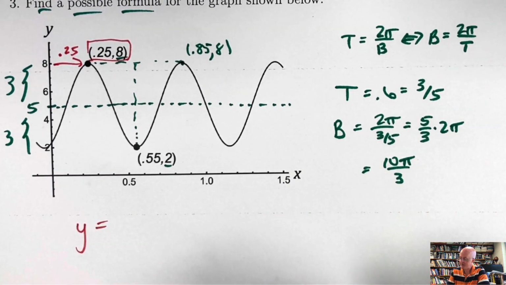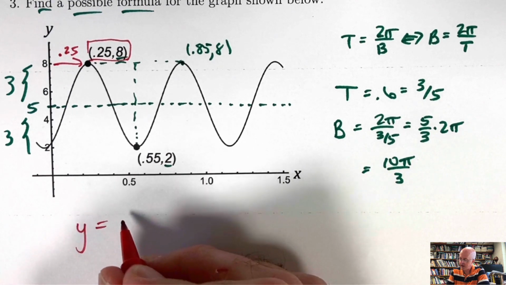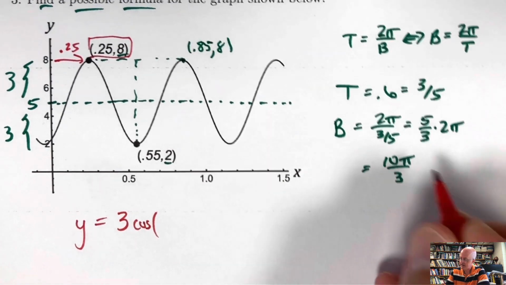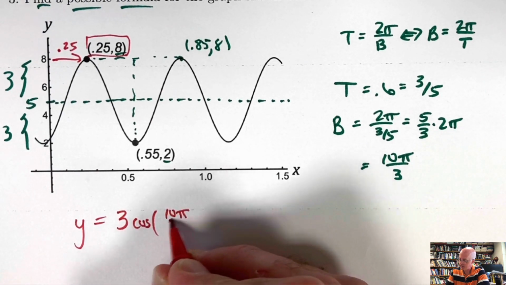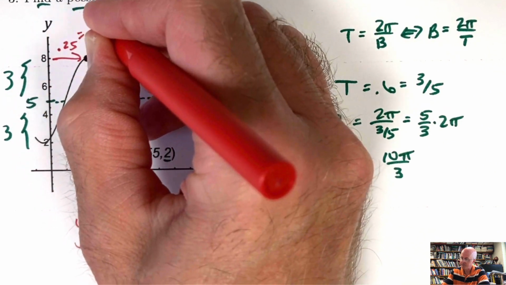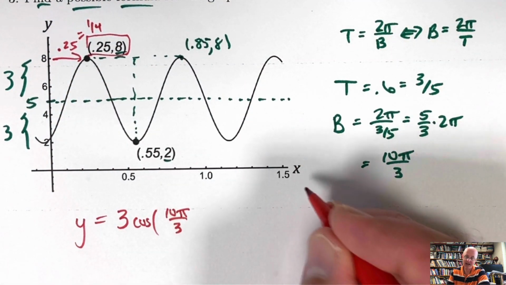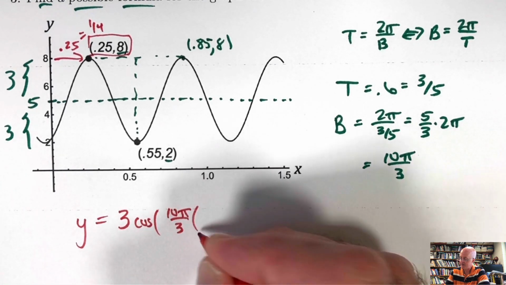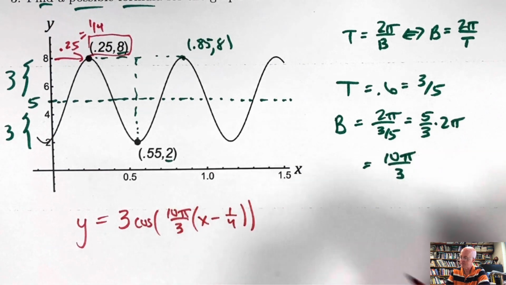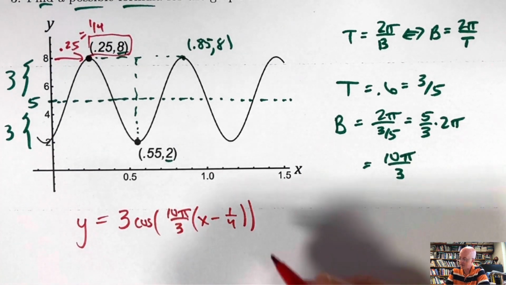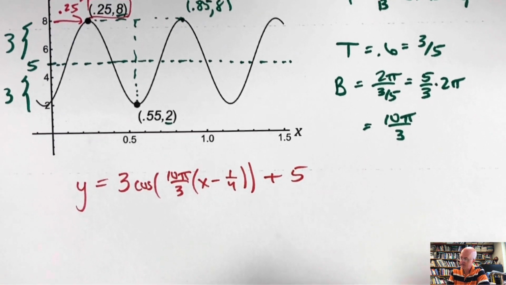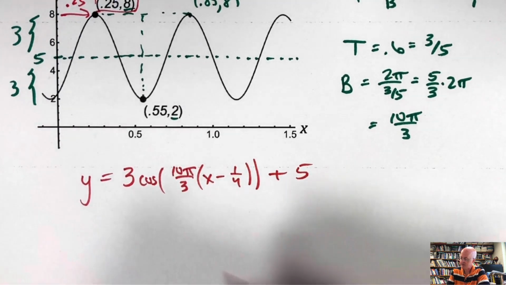We can solve this problem pretty quickly and say y equals 3 cosine of b, which is 10 pi over 3, with this horizontal shift to the right of 0.25 or 1/4. I want to replace x, I'm using x now instead of t, with x minus 1/4. I could have used a t, and it would have been t minus 1/4. And then the vertical shift is plus 5. That's an answer. Now let's just simplify a little bit.